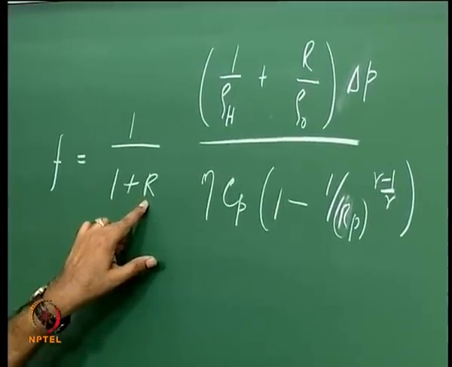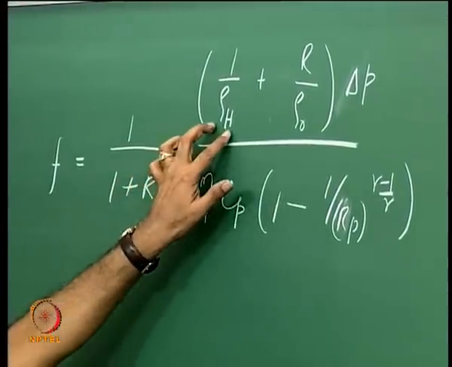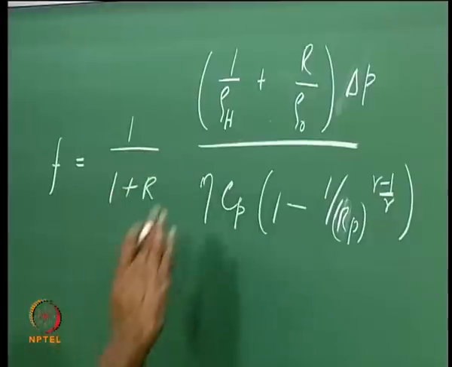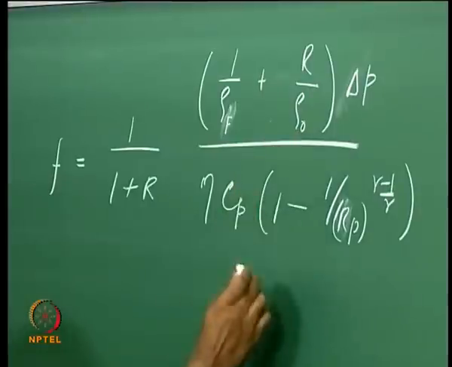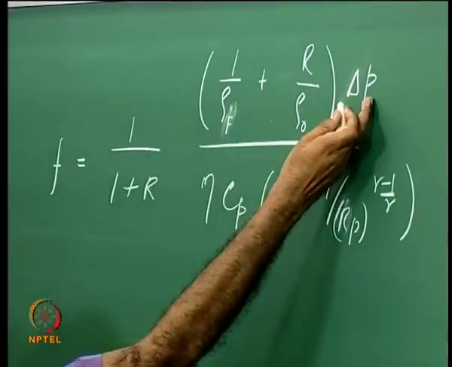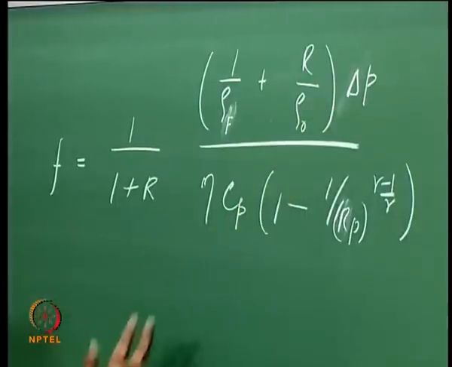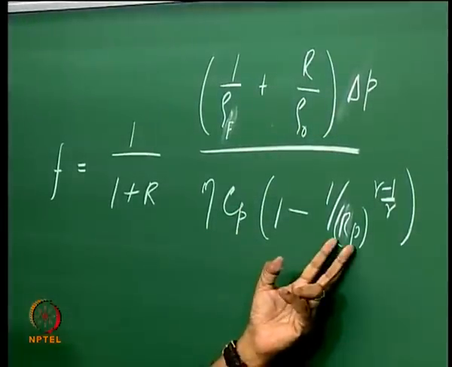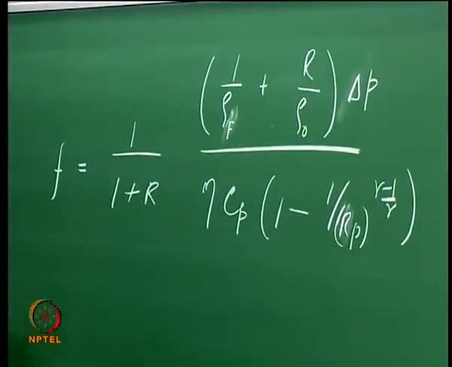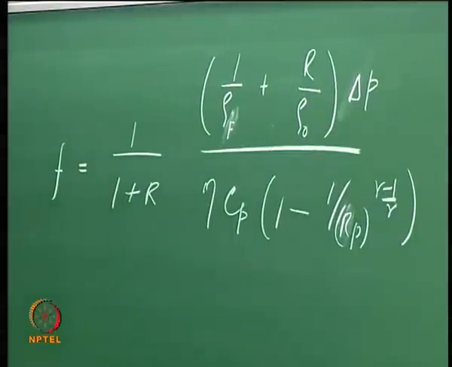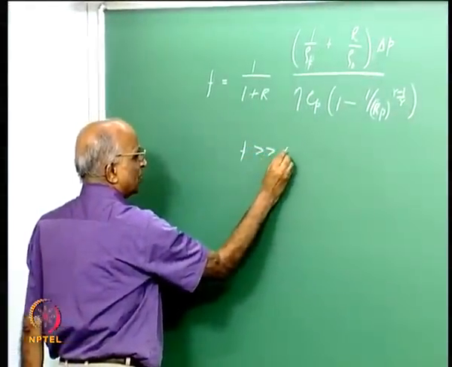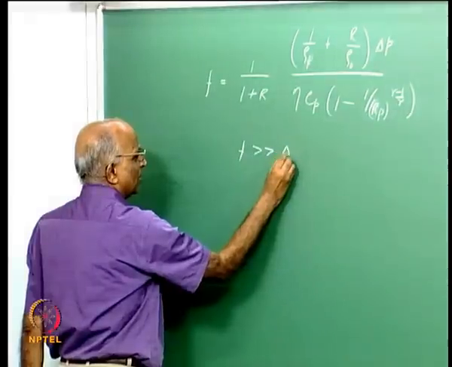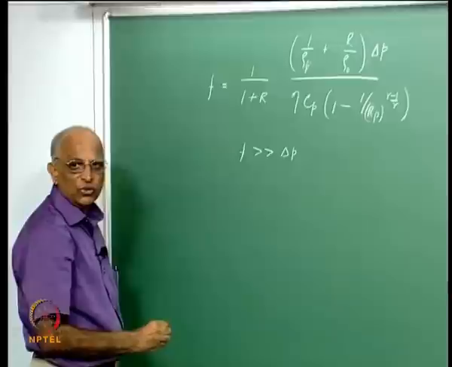We also had the density of the fuel, which we called rho f, the density of the oxidizer rho naught, the pressure increase across the pump delta P, which is so much Newton per meter square, the value of Cp and the expansion ratio in the turbine. What does this expression tell us? Immediately we see F increases as delta P goes up. Delta P is the pressure increase across the pump.